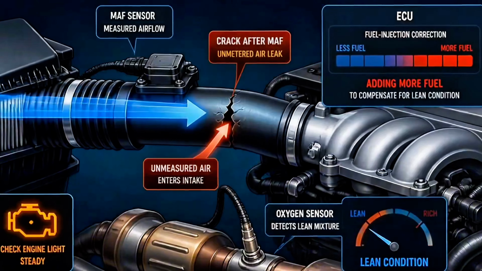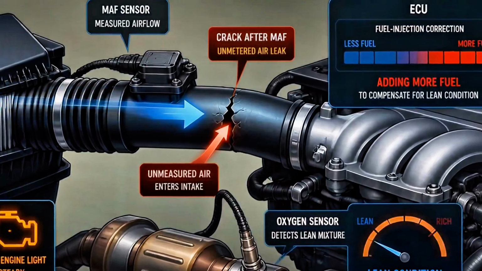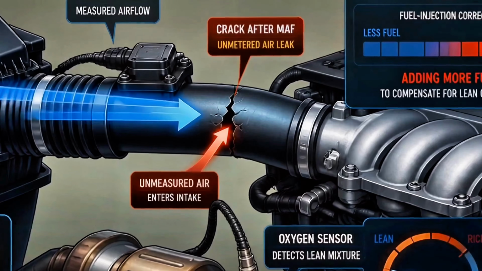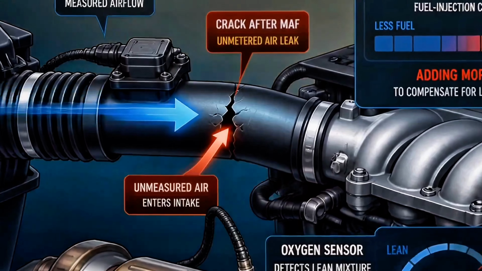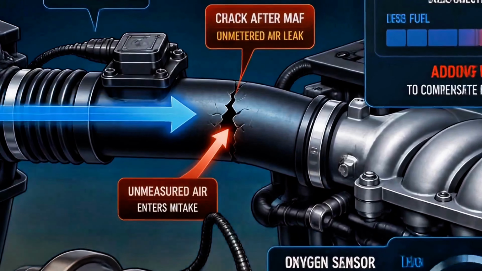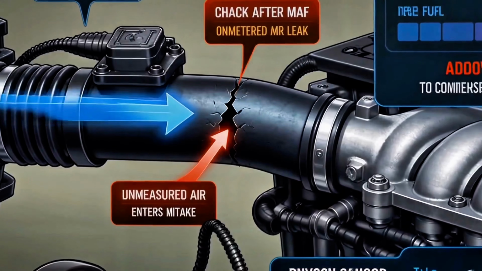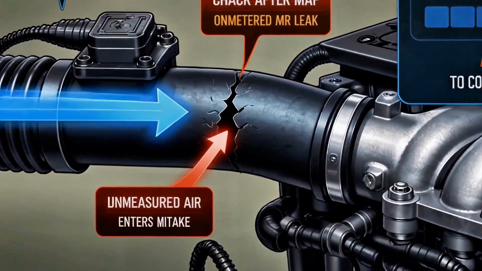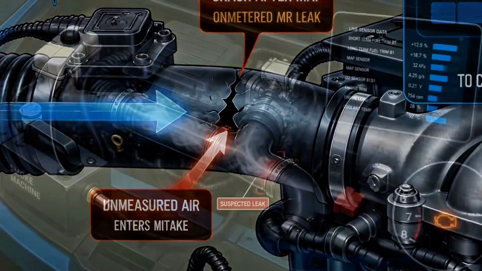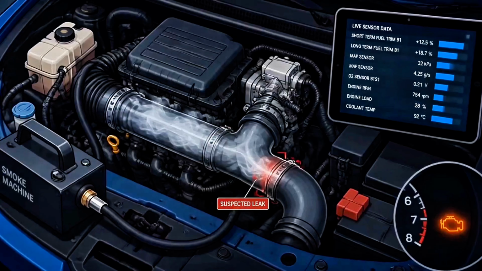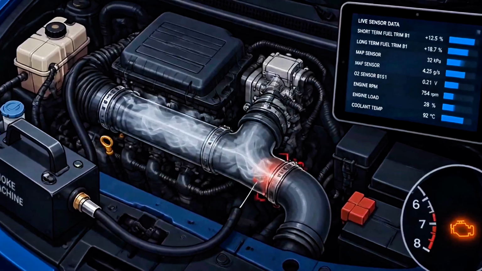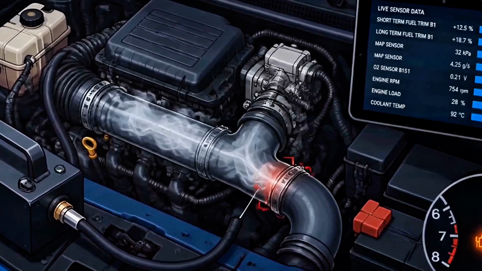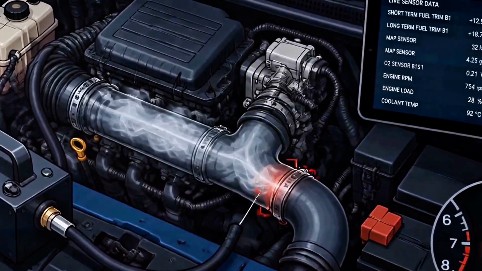But the sensor is not always responsible. Imagine a crack in the intake hose located after the airflow sensor. Additional air enters through that crack without being measured. The oxygen sensor detects a lean exhaust mixture, so the ECU adds more fuel. Eventually, its correction reaches a programmed limit and the check engine light appears. A mechanic may inspect the intake system, examine live sensor readings, and perform a smoke test to locate small leaks. Once again, the code describes the computer's evidence, not necessarily the guilty component.